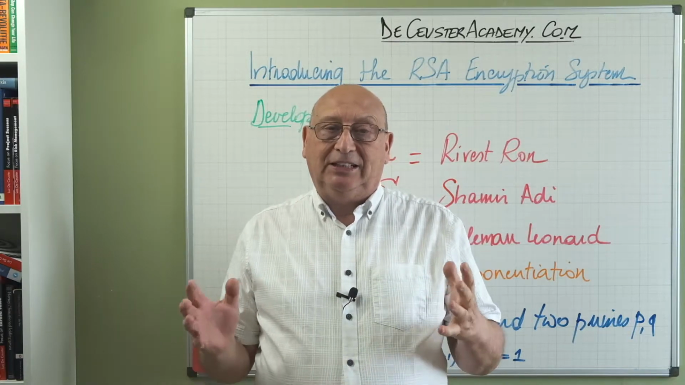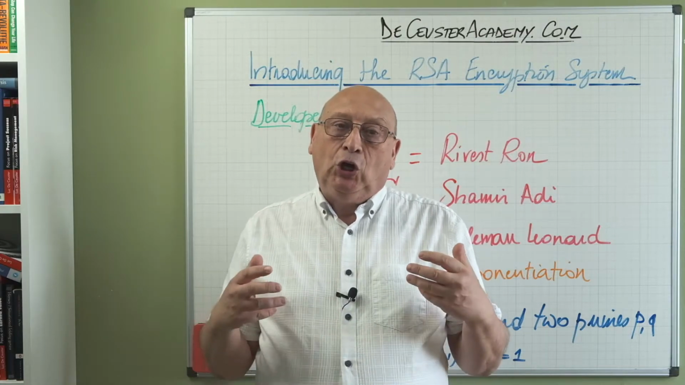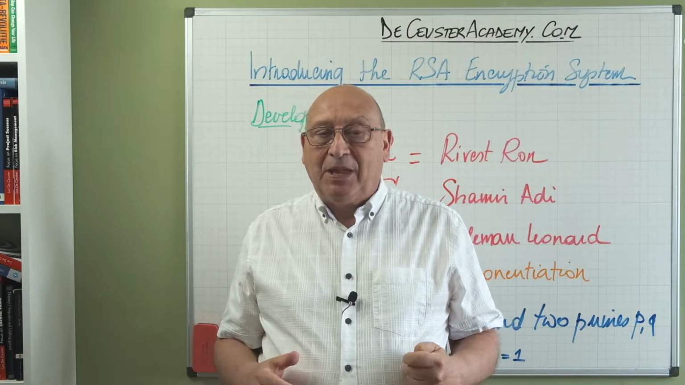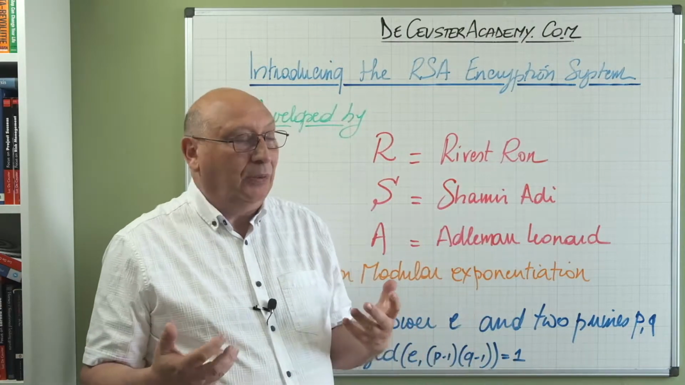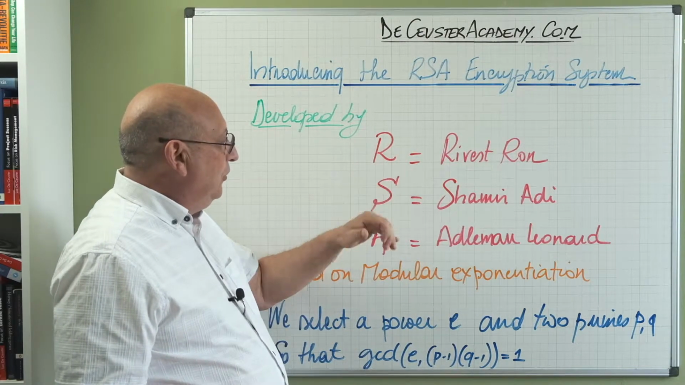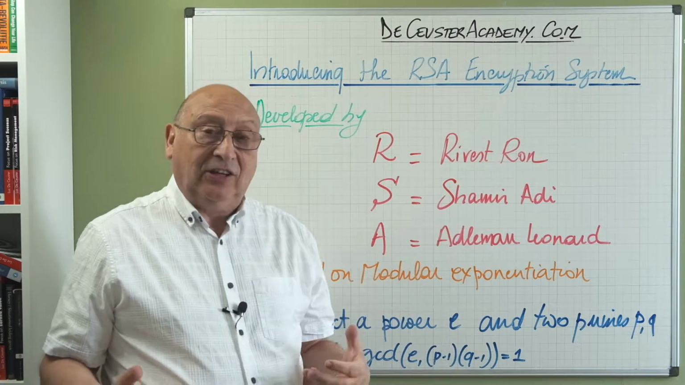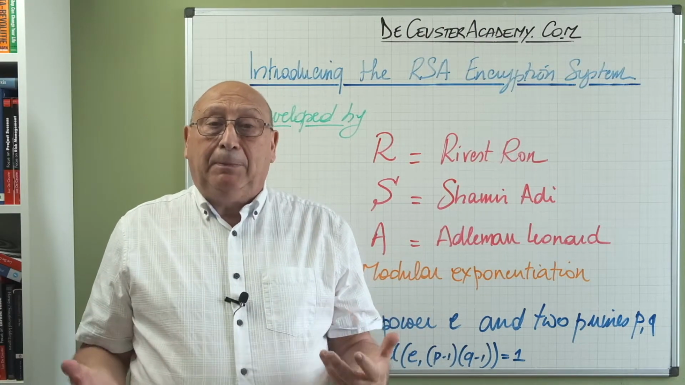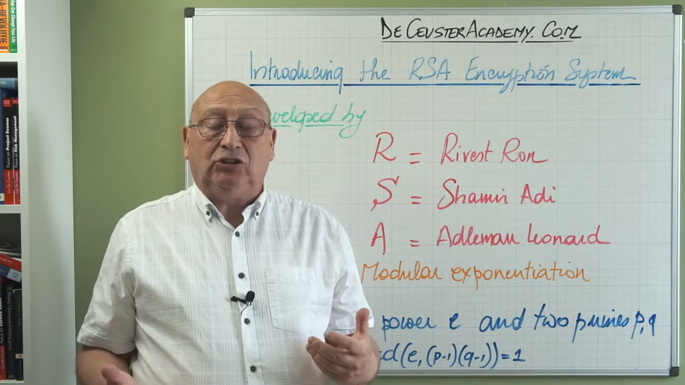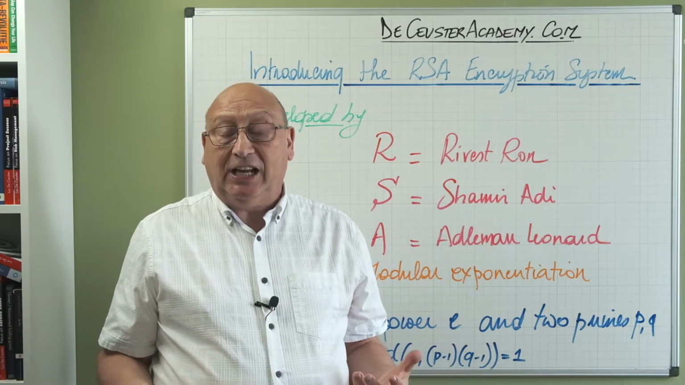But let's have a look at this video. In this video, I'm going to explain to you the principles of the RSA encryption system. The RSA encryption system was developed by three people: Rivest, Shamir, and Adleman. These three people created an encryption system that is based on prime numbers and modular exponentiation.